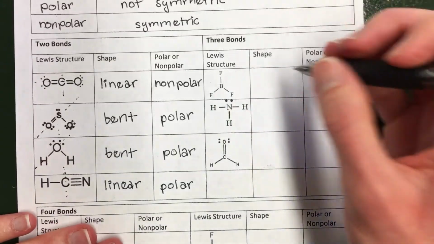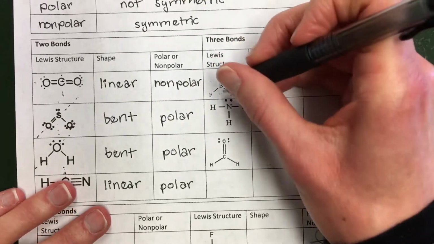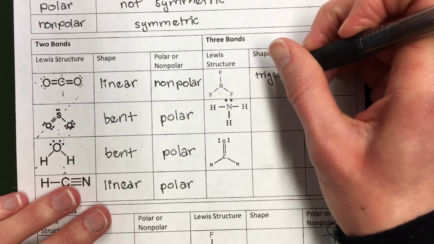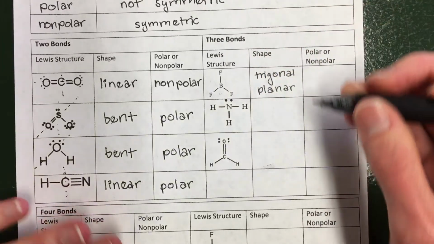All right, now let's do some with 3 bonds. So we've got 3 bonds here and no lone pairs. If that happens, that shape is called trigonal planar. Again, I know you guys already learned this. We're just reviewing here. Now this one's a little bit tricky.